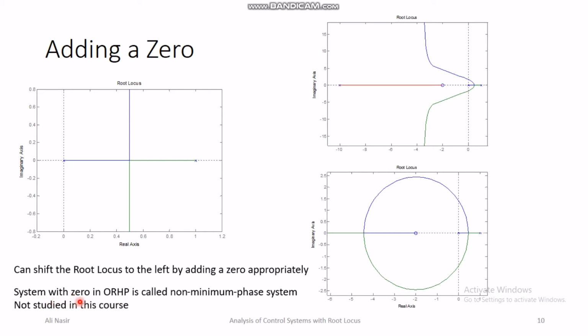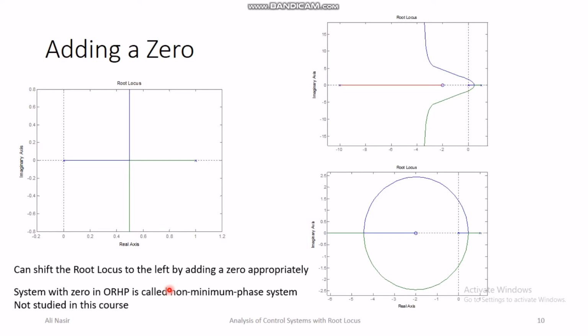A system with zeros in the open right half plane is called a non-minimum phase system, and we will not be discussing non-minimum phase systems in this course, but these are interesting systems. I encourage you to study a little bit about them, because let us suppose we are given a plant that has a zero in the open right half plane, and we already know from the rules of the root locus that when you close the loop, the open loop poles converge to the open loop zeros by increasing the gain.